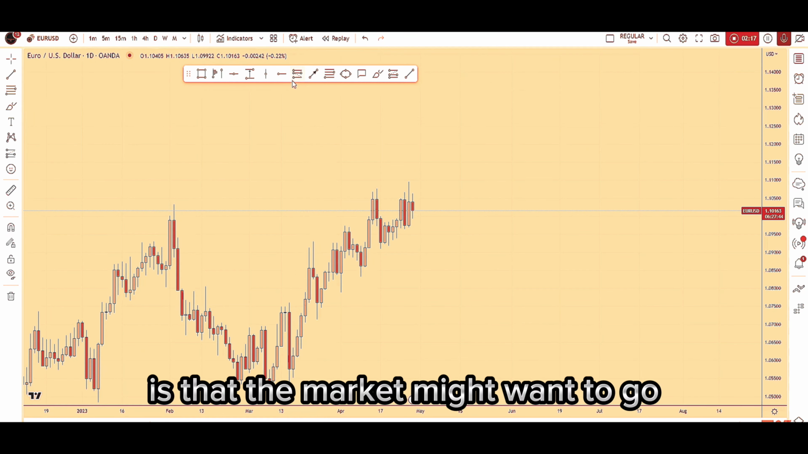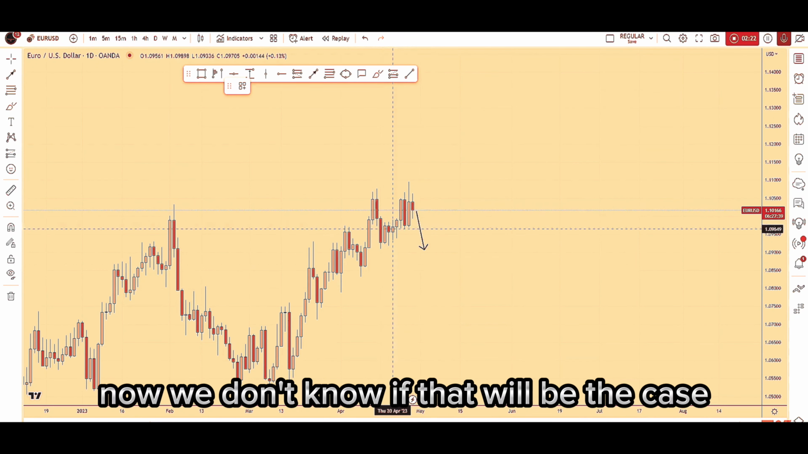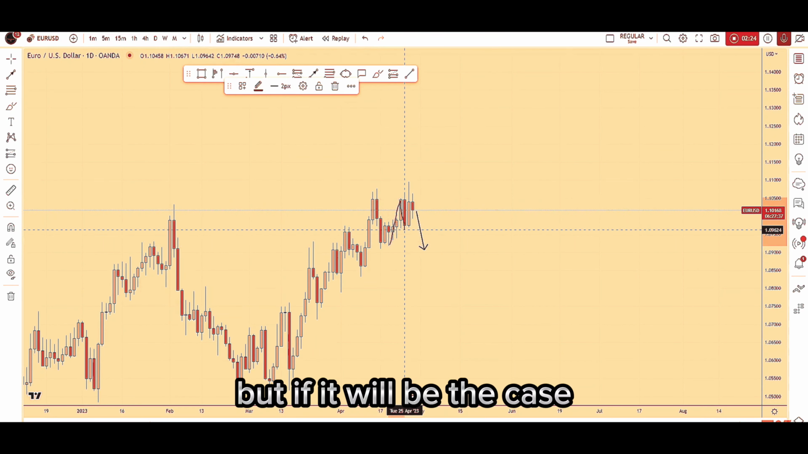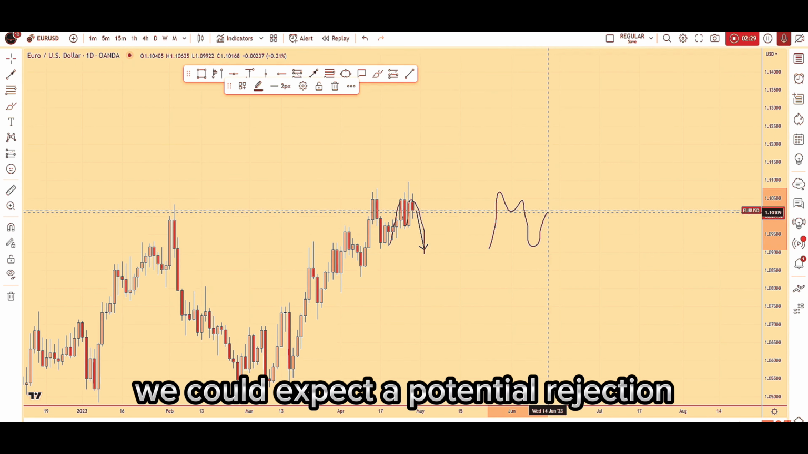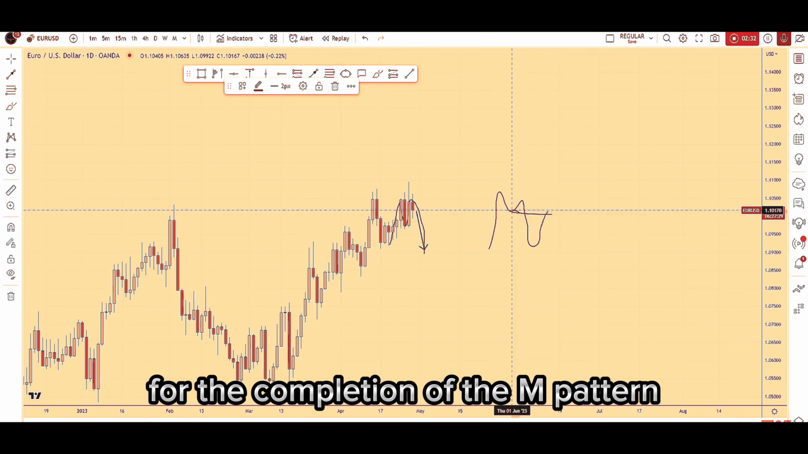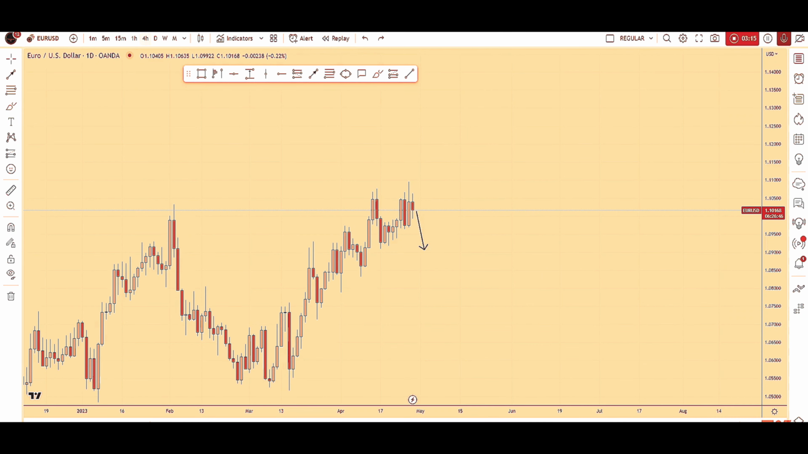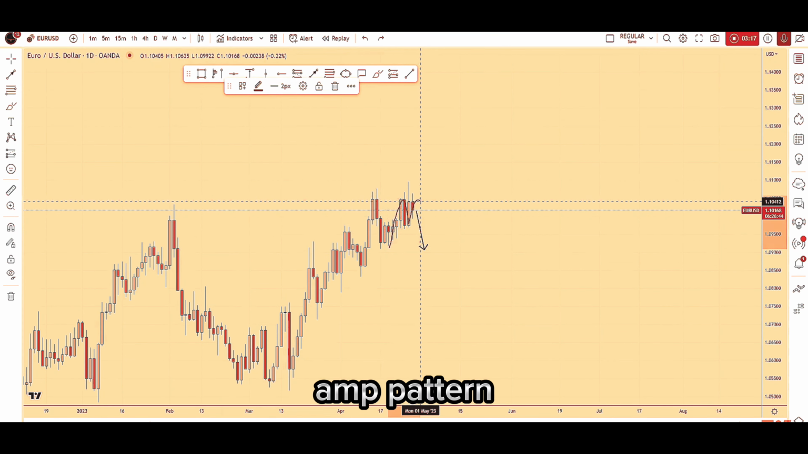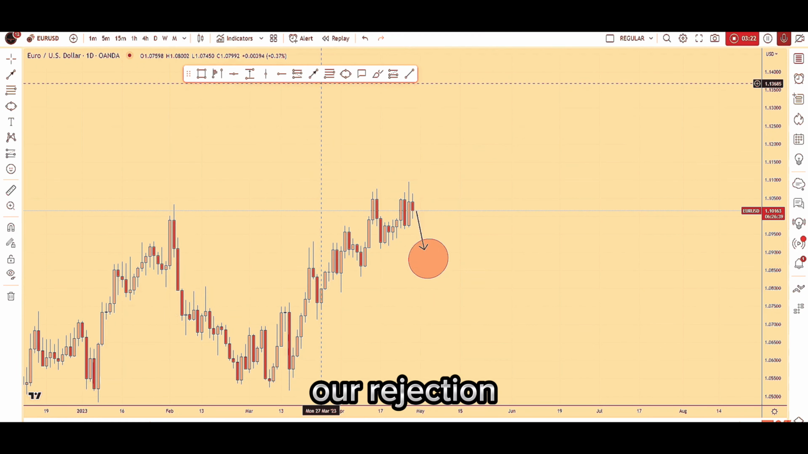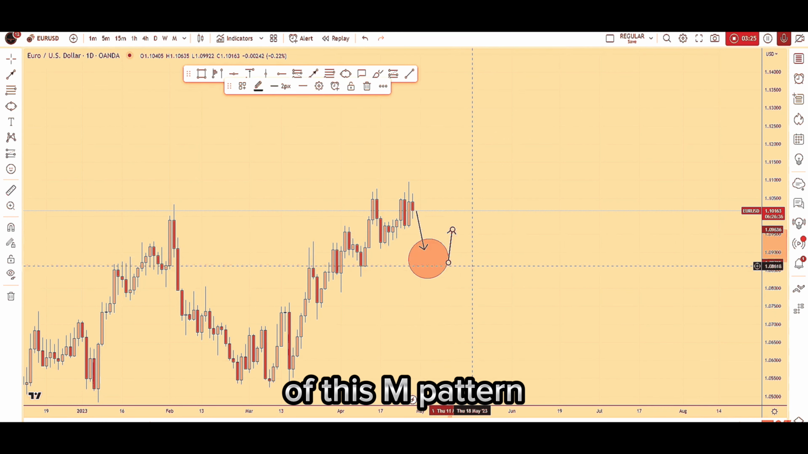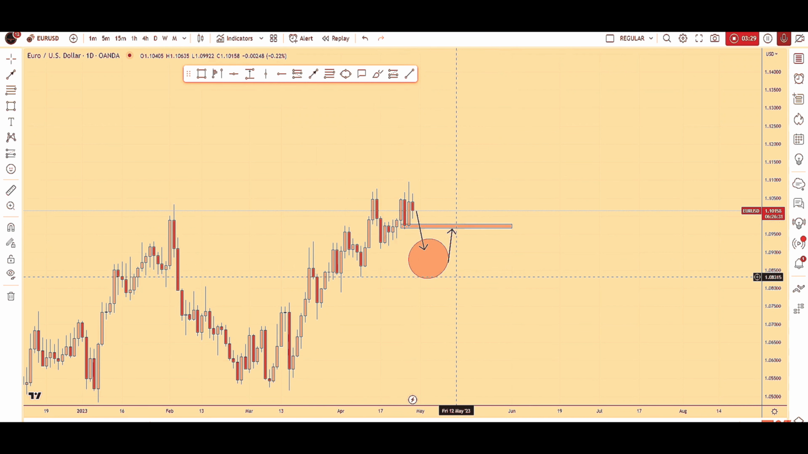What this could mean is that the market might want to go for another test of that weekly support. Now, we don't know if that will be the case, but if it will be the case, that would create an M pattern. And after the creation of an M pattern, we could expect a potential rejection to the upside for the completion of the M pattern at the neckline, which is the previous support turned resistance. So if here we will have the creation of this M pattern, which is a bullish pattern, at that point that would increase the probabilities that we might see a rejection to the upside for the completion of this M pattern at the neckline, which in that case would be this previous daily support turn resistance.